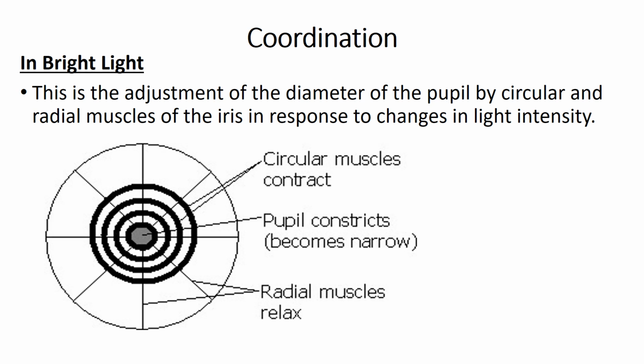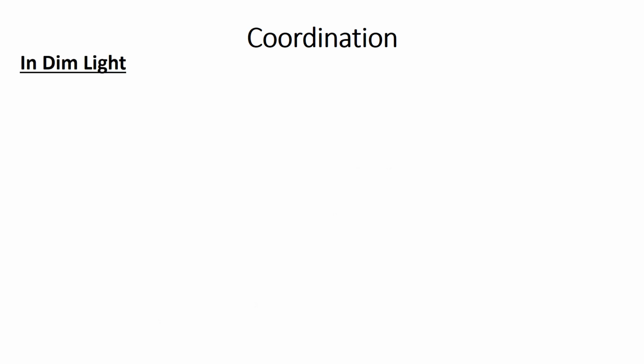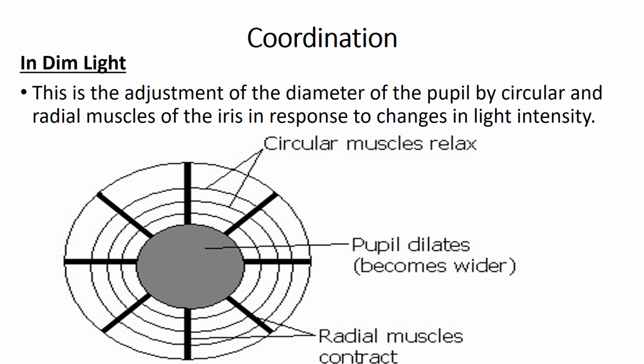The opposite happens in a dark room. So in dim light or a dark room, this is what happens. The circular muscles are going to be in a relaxed situation, while the radial muscles are going to contract. The contracting of the radial muscles is going to pull the pupil, so that the pupil becomes bigger. So we say the pupil has dilated or has become wider. Dilated is to become wider. Constrict is to become smaller. Okay, so the dilation of the pupil in dim light is caused by the radial muscles contracting. The circular muscles will be in a relaxed state.